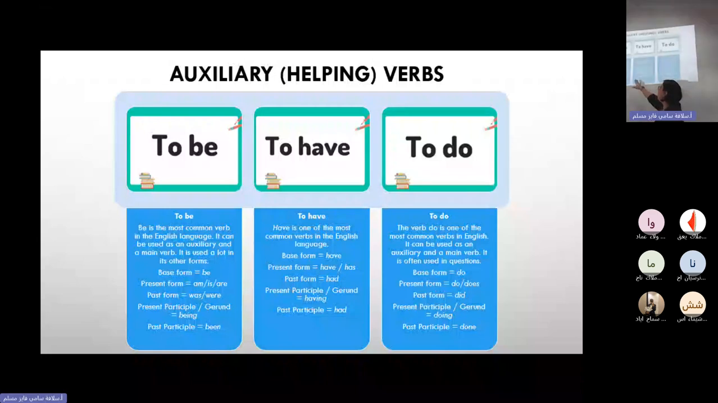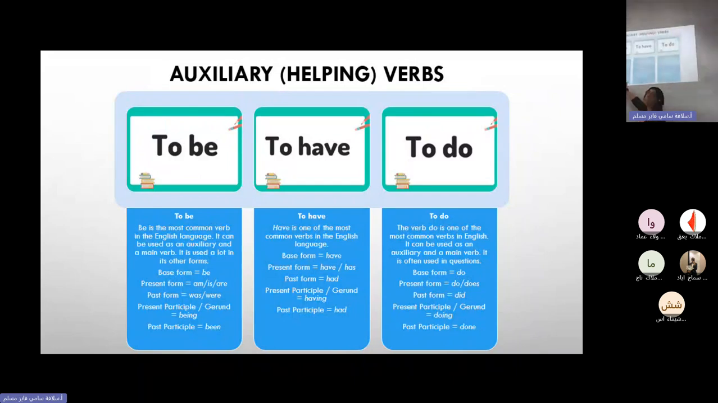It is used a lot in its other forms. The base form, the present forms, am, is, are. The past forms, was, were. The present participle or gerund, being. While the past participle, been. Okay?